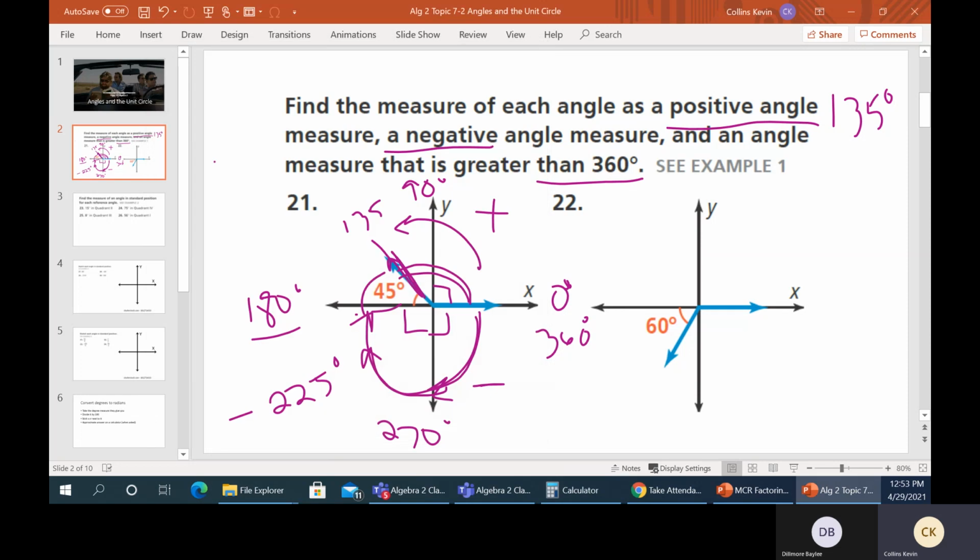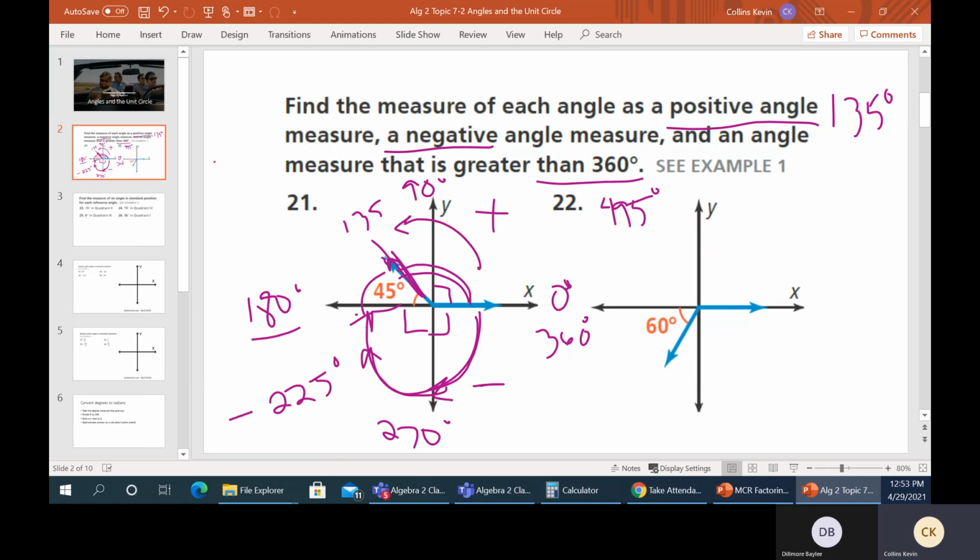So that's 495. So if I stop here and do one extra trip around, then this angle is going to be 495. So that's this guy right here. Okay, so that means take a trip around, go another 135 degrees, and we're at that exact point.